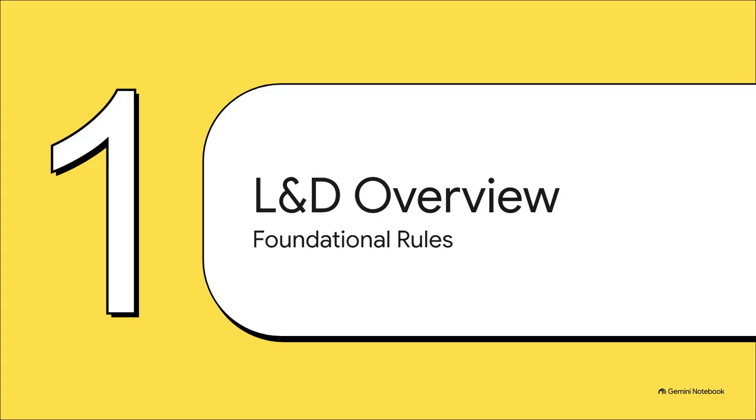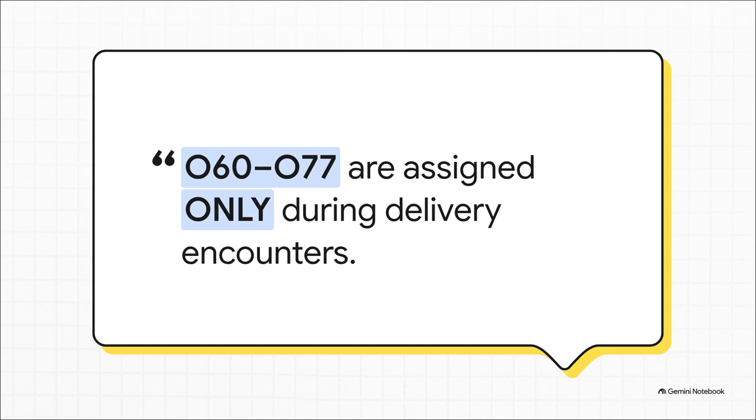Section 1, Labor and Delivery Overview, Setting the Foundational Rules. We absolutely have to start with the overarching compliance rules before looking at any specific complications. And here it is. This is the absolute guardrail for coding this chapter. ICD-10-CM codes O60 through O70 are assigned strictly, and I mean only, during delivery encounters. You can't use these for routine prenatal visits, and they definitely aren't for high-risk supervision at, say, 24 weeks. They are literally reserved for when the patient is actually in the delivery encounter.